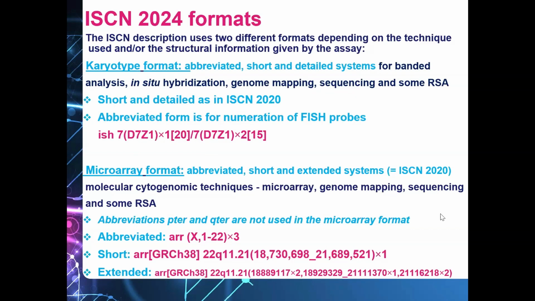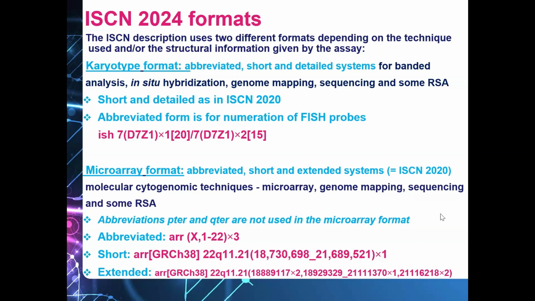The big change is we try to explain what the different formats are. So you have a karyotype format and a microarray format, and which one you use will depend on the technique and the structural information that is given by the assay. For the karyotype format, you will probably be very familiar with the short and detailed systems because you've used them before for banded analysis. It's also used for in situ hybridization. Genome mapping, sequencing, and some RSA can use both karyotype or microarray format, depending on what the assay is telling you about the structural information.